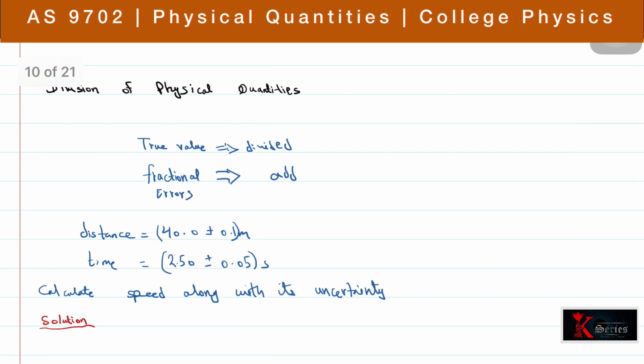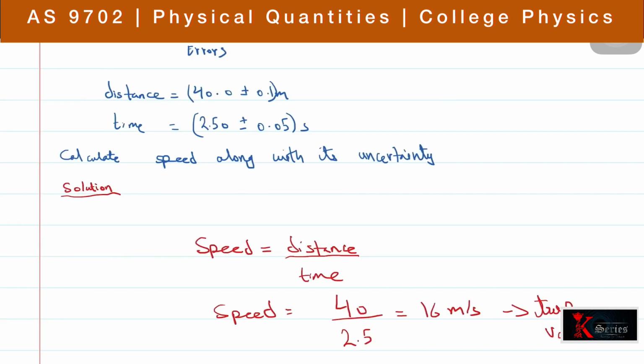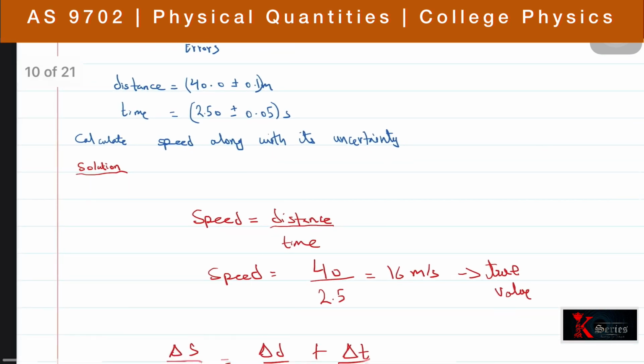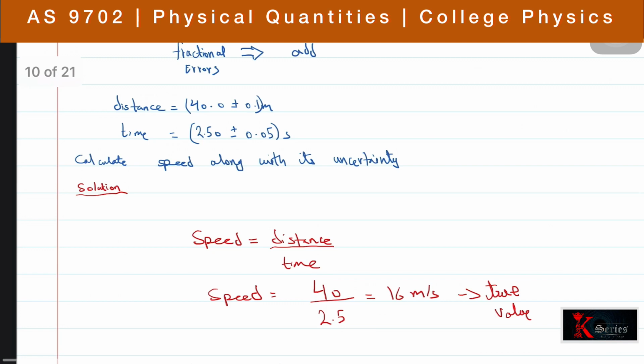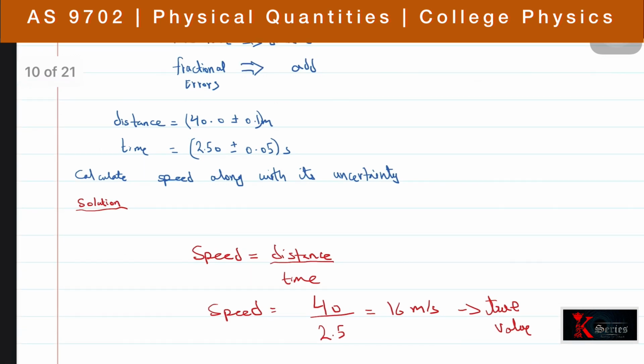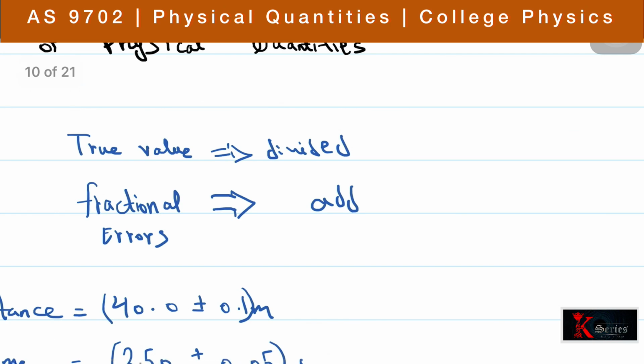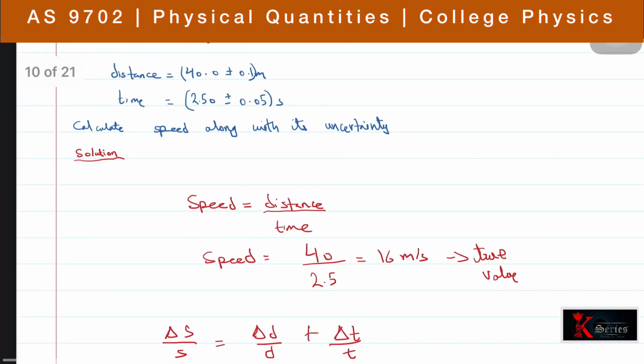And the speed, so here we are going to divide the distance by the time, right? So we're just going to take the value of distance, which was 40, and divide it by time, which is 2.5, in order to get the speed, which is 16 meter per second. So what we've done here is, when we're dividing the physical quantities, we've normally divided the true values. However, what we do with the fractional errors is that we're going to be adding the fractional errors. How?